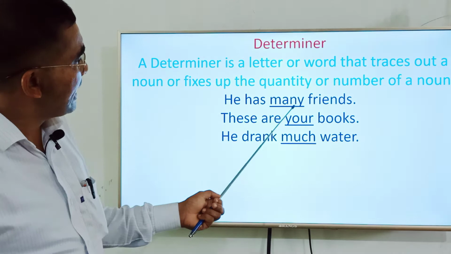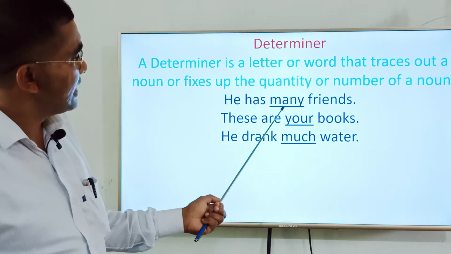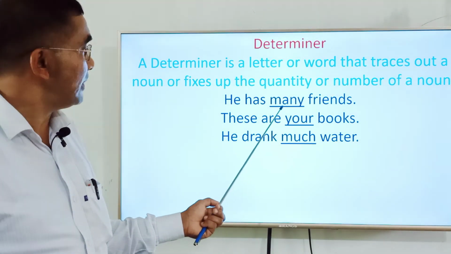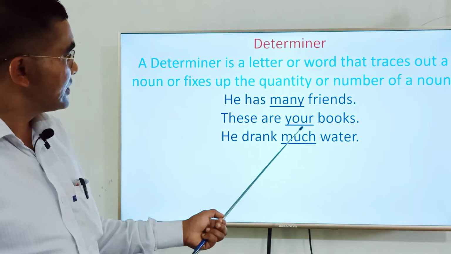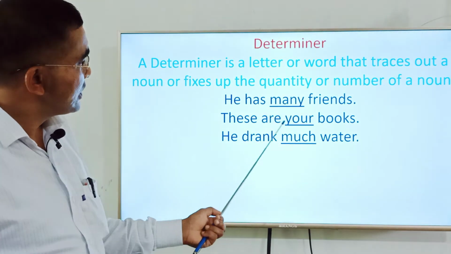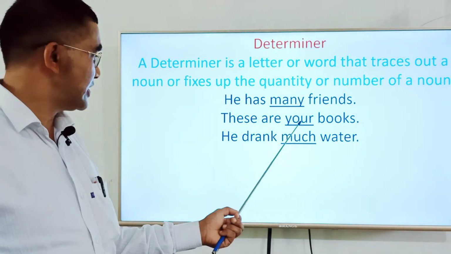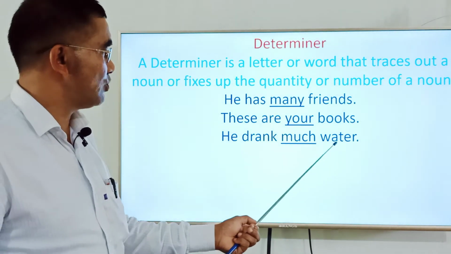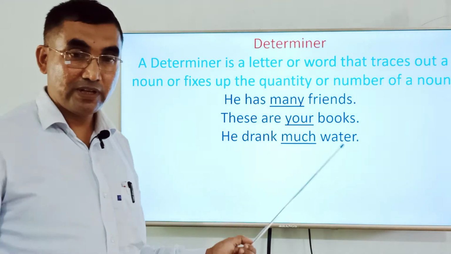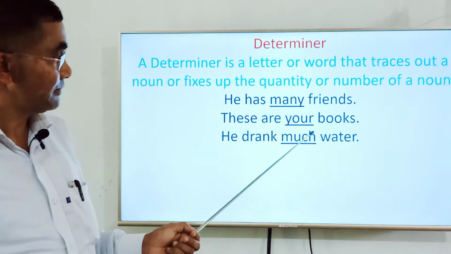So here many friends. Many friends is giving the idea of number of the nouns. These are your books. This is also a possessive word. This has been used as the determining idea. He drank much water. Here much is giving the idea of quantity.